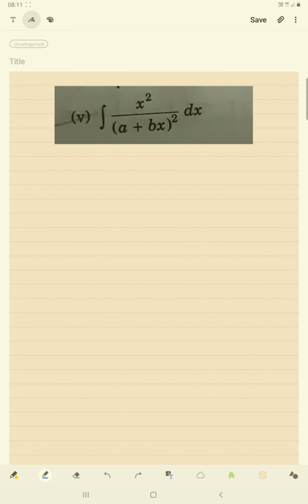Hello friends, so today we are going to do a question on indefinite integration. The problem says: integration of x squared upon (a plus bx) whole squared dx.